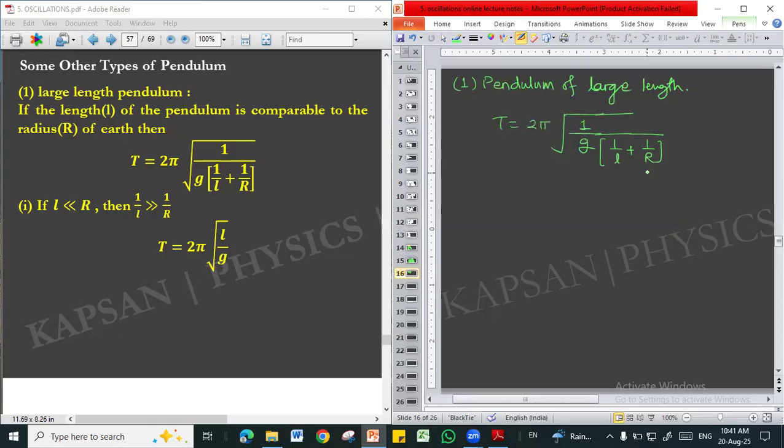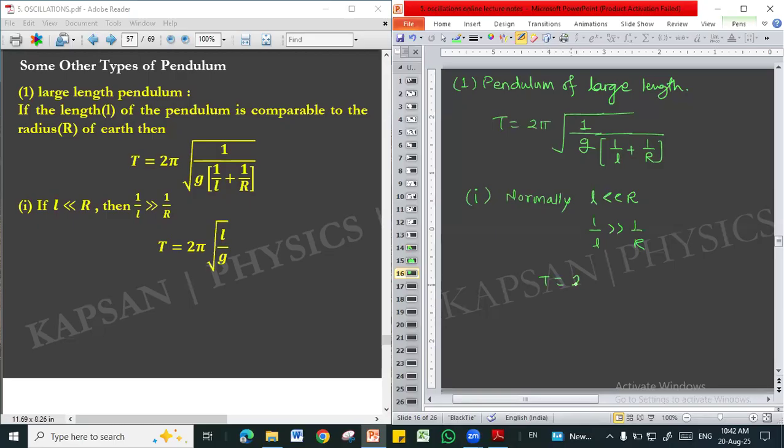Now, you can check the case 1. What is the case 1? If length is very small, normally the pendulums that we use have length which is very less than the radius of the earth. In that case, 1 upon L will be very large compared with 1 upon R. If 1 upon L is very large, you can ignore 1 by R.